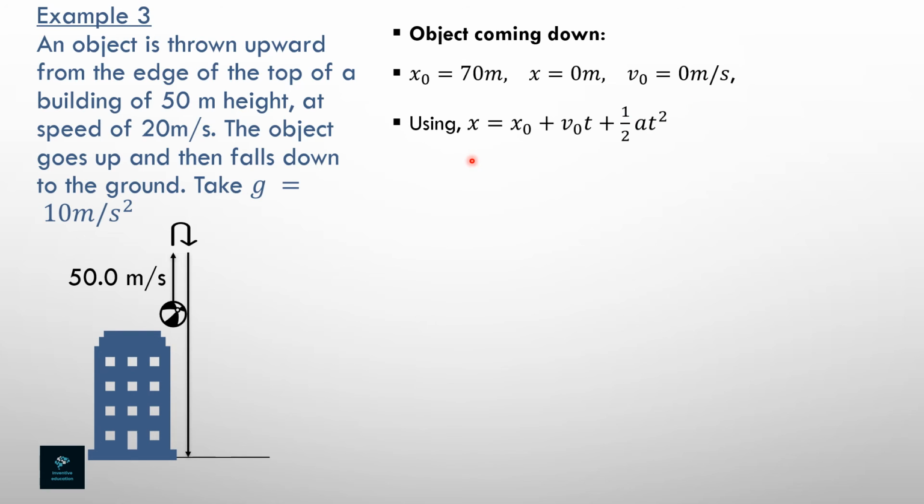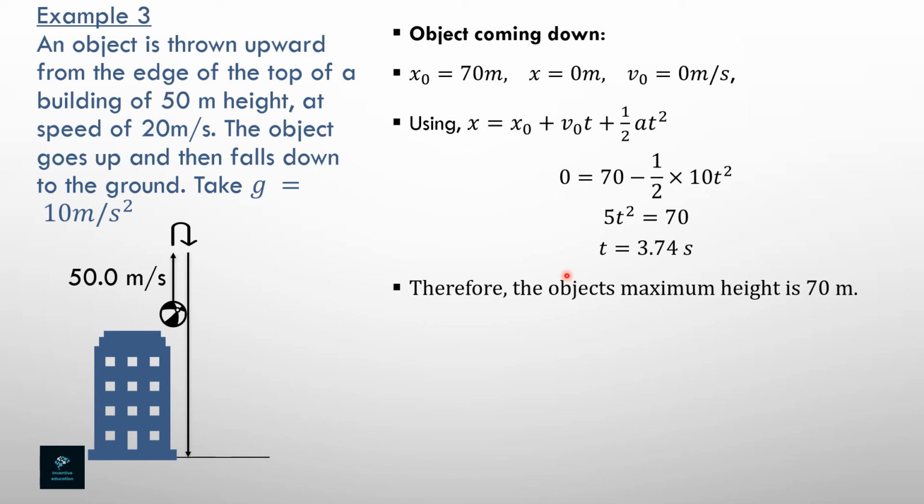Using this relation, x is equal to x0 plus v0 t plus half a t squared, and putting these values in this equation, we get 0 is equal to 70 minus half into 10 t squared. This gives 5 t squared equals 70, and this gives t is equal to 3.74 seconds.